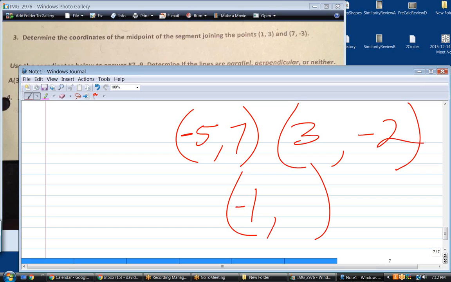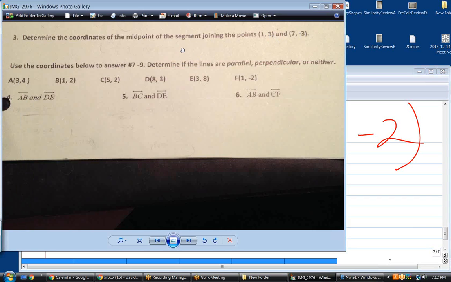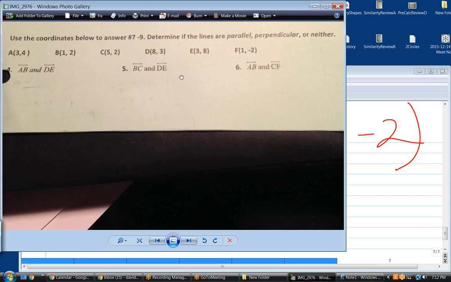How about the midpoint for the y coordinate? 7 plus negative 2, that's 5. 5 divided by 2, that's 2.5. There you go. That's the way you find midpoint. So okay, just always use that formula. And don't worry if the numbers are the same like this. You still get 0 divided by 2, which is still 0.